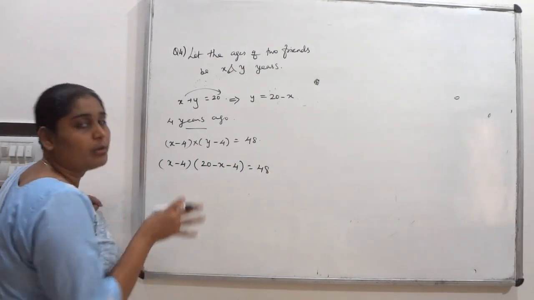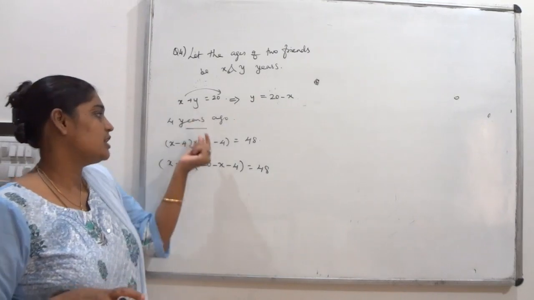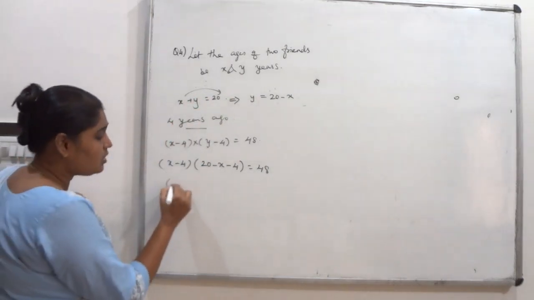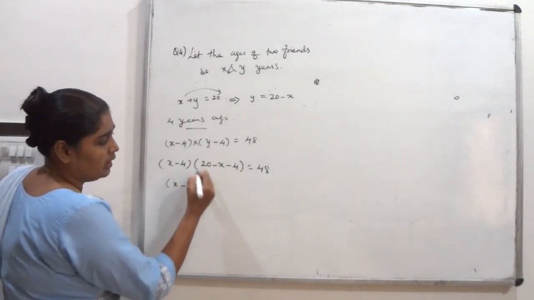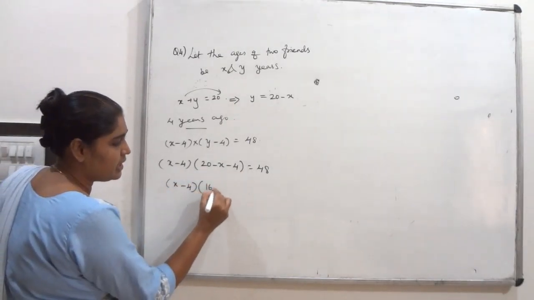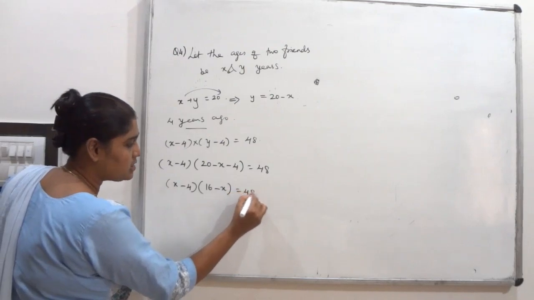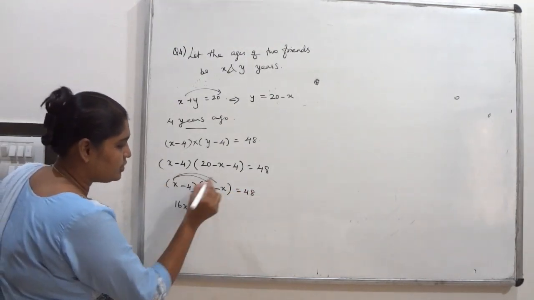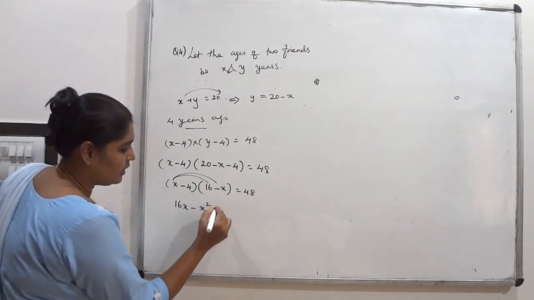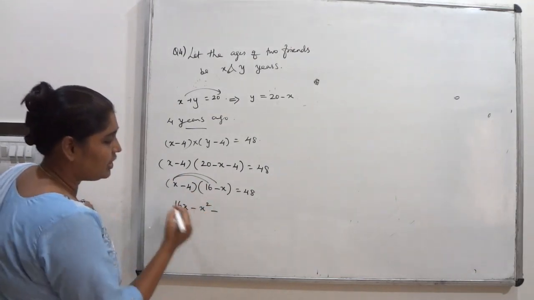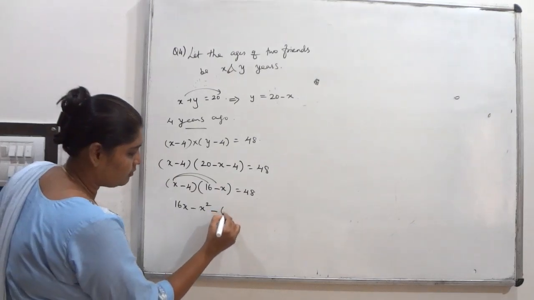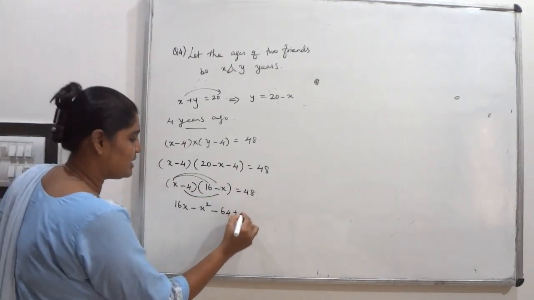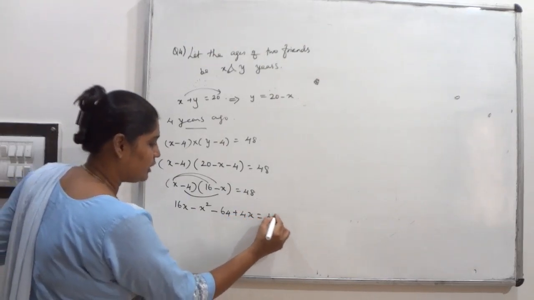Here I want to form a quadratic equation, that's why I changed the place of y. I have written 20 minus x. So (x minus 4) into (20 minus 4 is 16, minus x) is equal to 48. x into 16 is 16x. x into minus x is minus x square. Minus 4 into 16 is minus 64. Minus 4 into minus x is plus 4x, equal to 48.